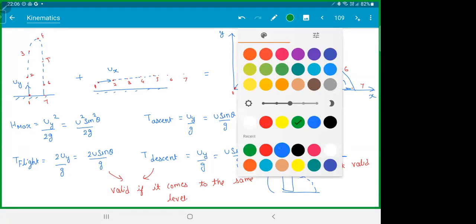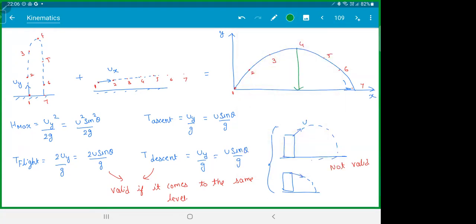So this gives you your H max. Frankly speaking, when you study projectile, what you're doing is actually studying two one-directional motions, two 1D motions, and you're just adding them up. Anything you want in Y, you get it from here. Anything you want in X, you get it from here. Next one.